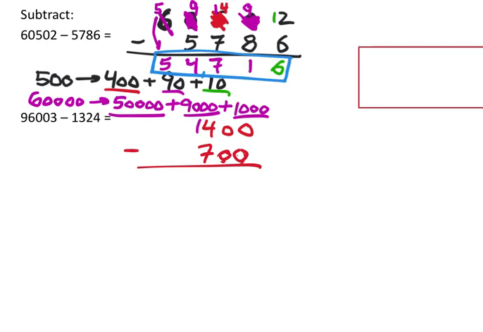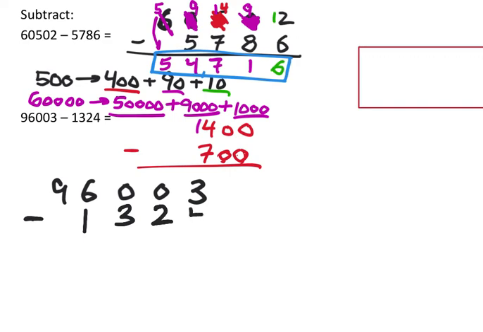So I'm going to set this up. We got 96,003. I had to give myself a little bit more space there. I should space that 6 out a little bit more. That'll do. So we got a 9 in the 10,000s place value, 6 in the thousands, 0 in the hundreds, 0 in the tens, and then a 3 in the ones place value. And we're subtracting. So there's my subtraction sign. 1 in the thousands position, 3 in the hundreds position, 2 in the tens position, and 4 in the ones position right here.